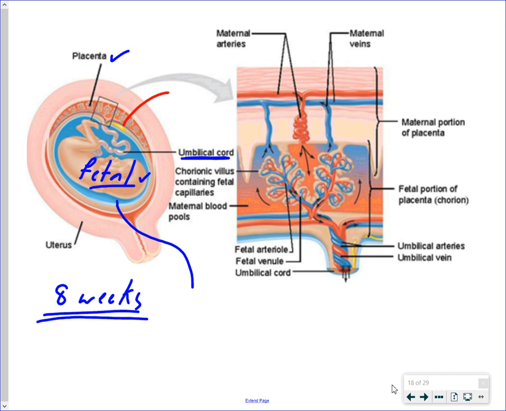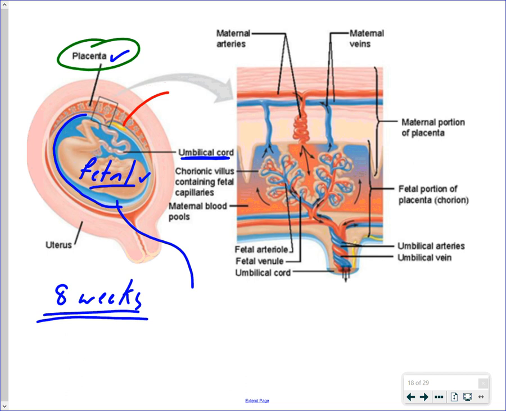Around the outside would be a thin membrane, which is called the amnion. So amniotic fluid and the fetus and the umbilical cord would all be contained within the amnion. The most important, I guess, of these structures is the placenta. So the placenta, again, is where all of the exchange is taking place.